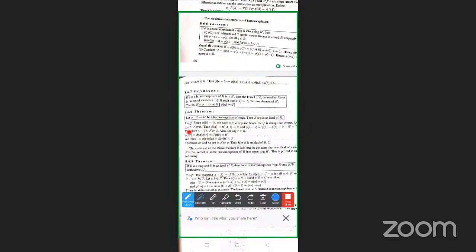So next, let a, b belong to kernel pi. By using the definition of kernel pi, pi of a is equal to 0 dash, pi of b is equal to 0 dash. So we are taking two elements a, b belonging to kernel pi. That implies pi of a is equal to 0 bar, pi of b is equal to 0 bar. And pi of a minus b is equal to pi of a minus pi of b.